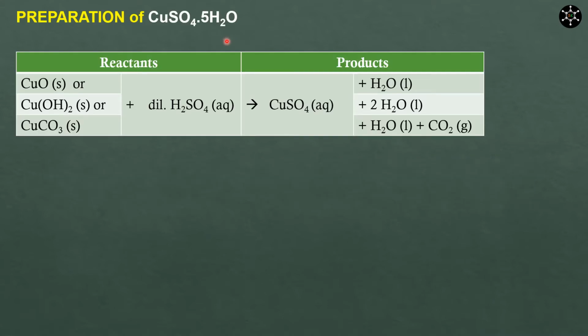For the laboratory preparation of copper sulfate pentahydrate, any one of these insoluble copper salts is treated with dilute sulfuric acid. This gives us soluble copper sulfate salt. With copper oxide and copper hydroxide, along with the salt, we get water as the byproduct. With copper carbonate, along with the salt, we get both water and carbon dioxide as byproducts.